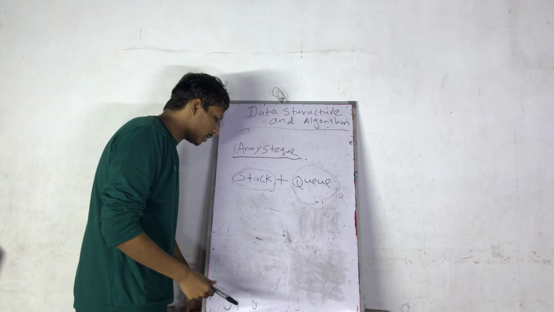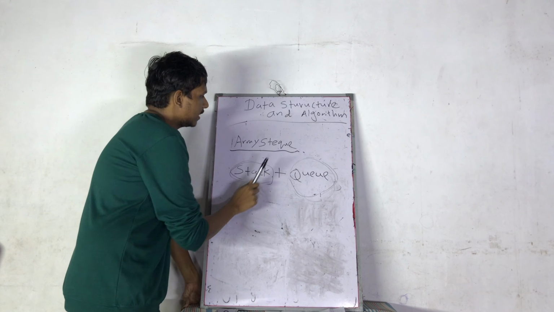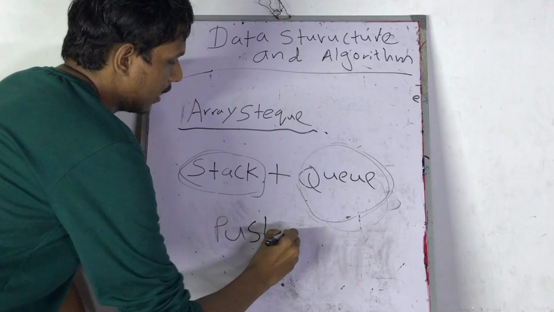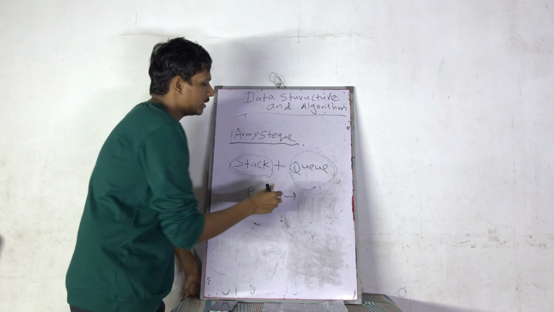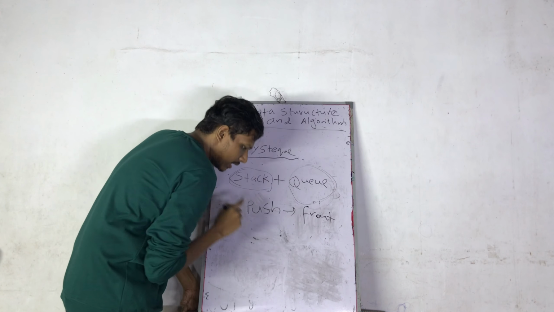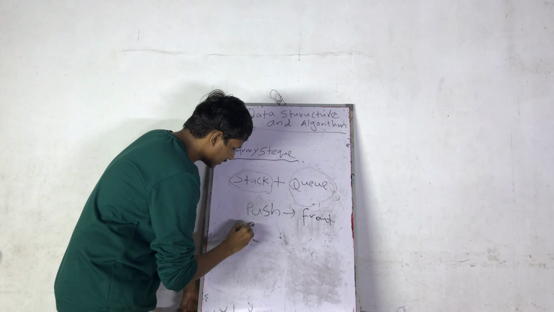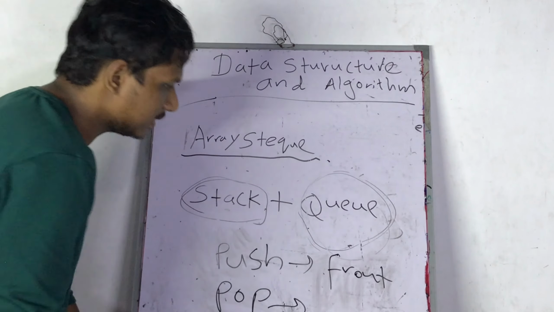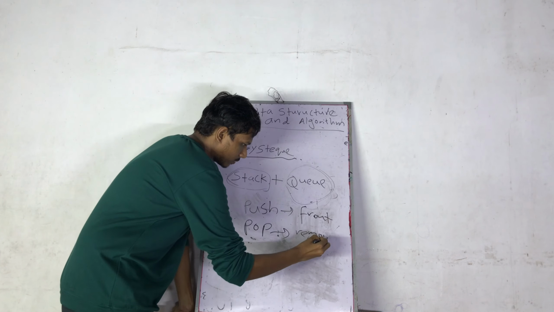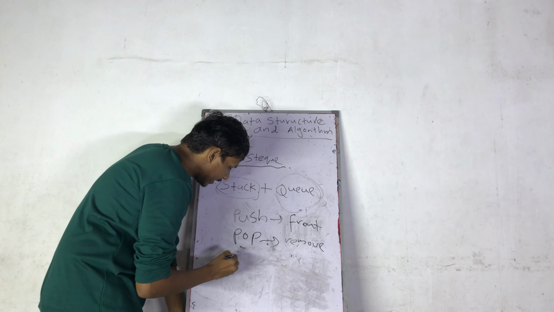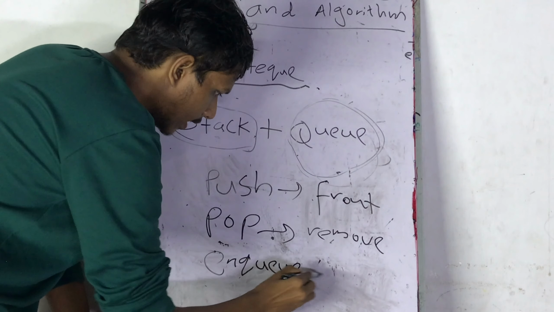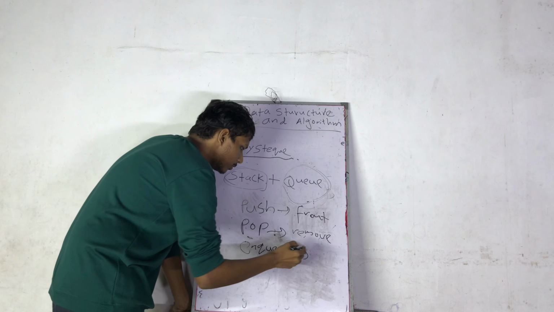Okay, let's talk about operations in stack and queue. First one is push. Push means add an item in the front. Next we have the pop function. It means remove the first one. Lastly, we have the enqueue operation. It means we can add an item to the back.